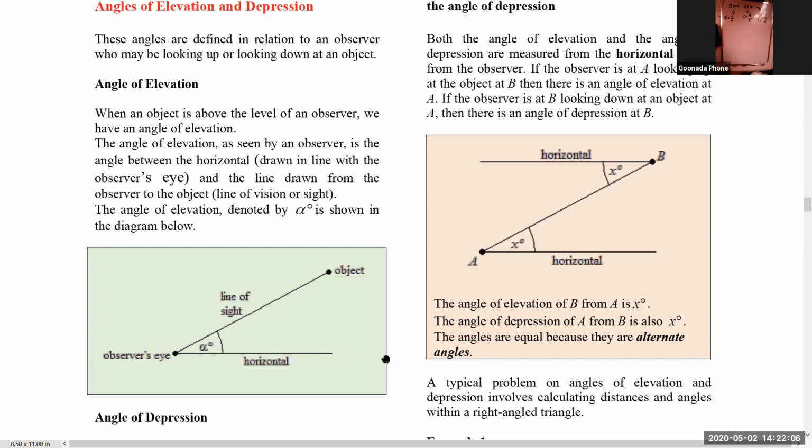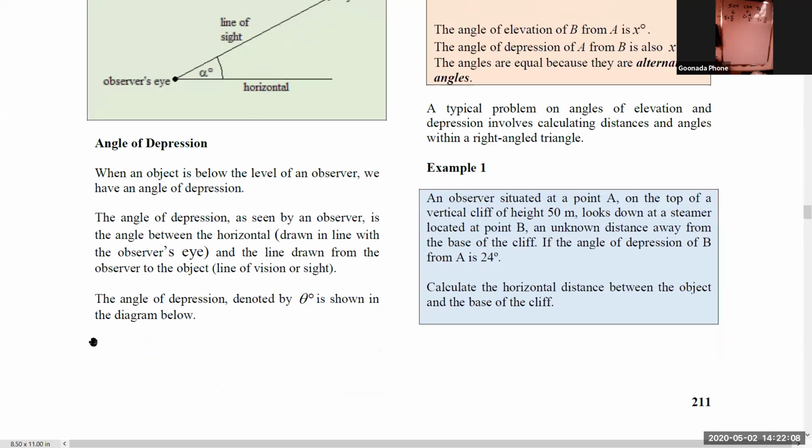Angle of depression is the total opposite. When an object is below the level of an observer, we have an angle of depression. The angle of depression, as seen by an observer, is the angle between the horizontal, which is drawn in line with the observer's eye, and the line drawn from the observer to the object, which is the line of vision or sight. The angle of depression is denoted by theta degrees, as shown in the diagram.